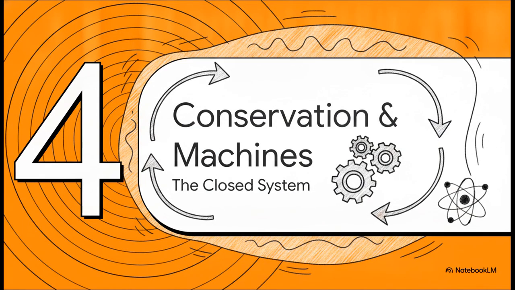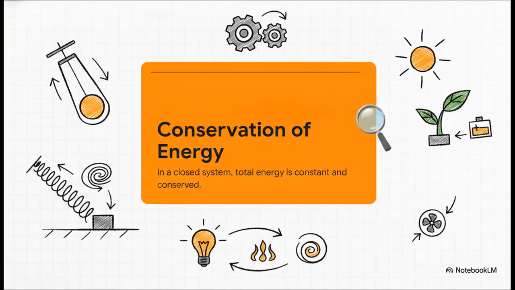Let's dive into part 4, conservation and simple machines, the closed system. This brings us to a massively crucial point, the law of conservation of energy. It states that in a closed system, meaning a theoretical setup where we completely ignore outside friction or air resistance, the total sum of mechanical energy never, ever changes. Energy literally cannot be created from nothing, and it absolutely cannot be destroyed. It just changes forms, constantly shifting from potential to kinetic and back again.